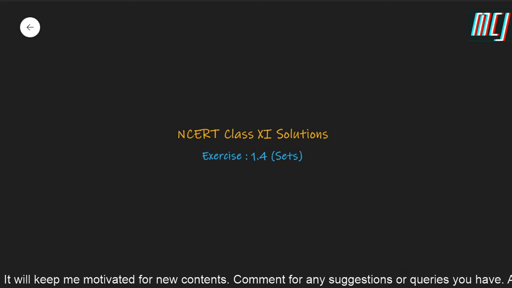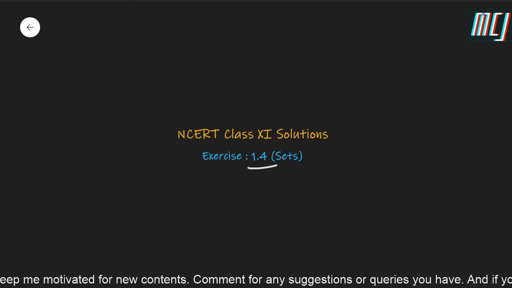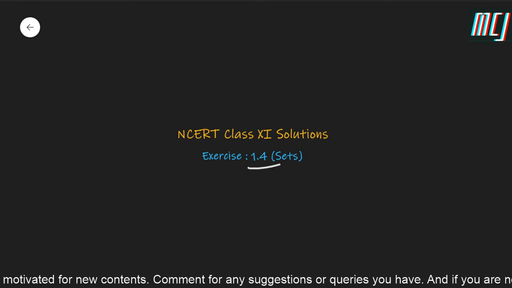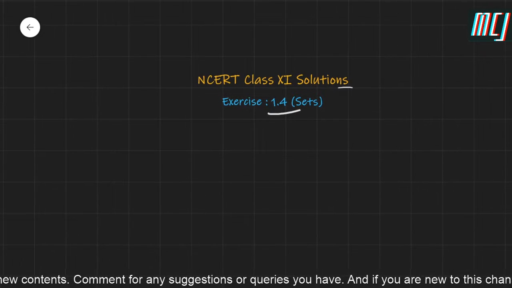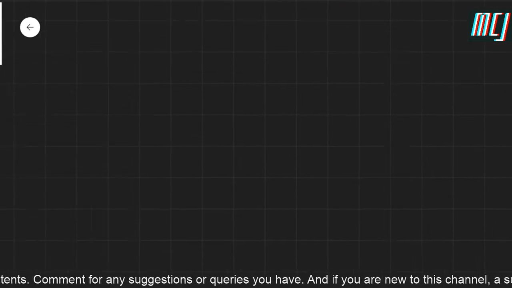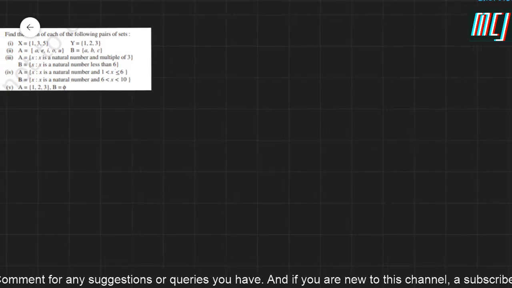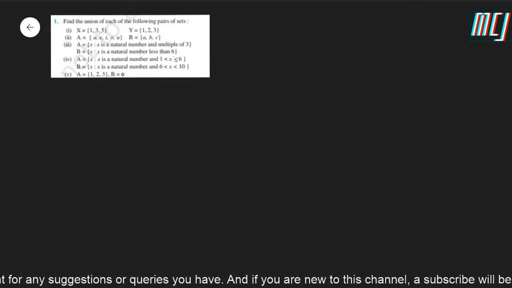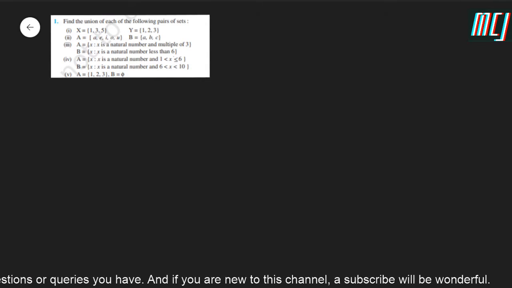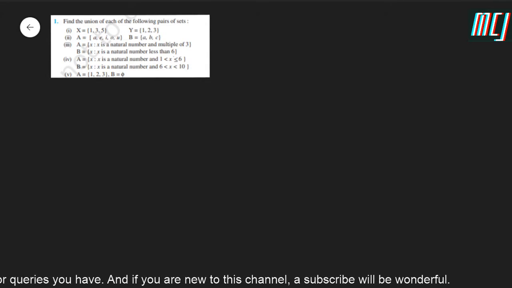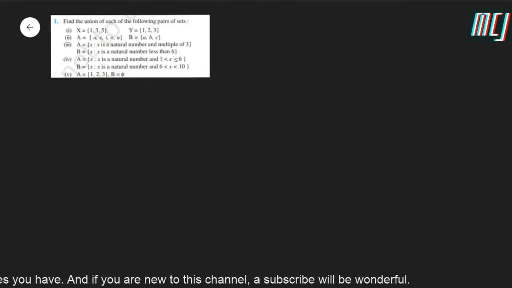In this video, I am going to teach the exercise 1.4 for set theory in class 11. So let's see the solutions for each question one by one. So the first question is: find the union of each of the following pairs of sets. Here sets are given. So I am starting with the first one.